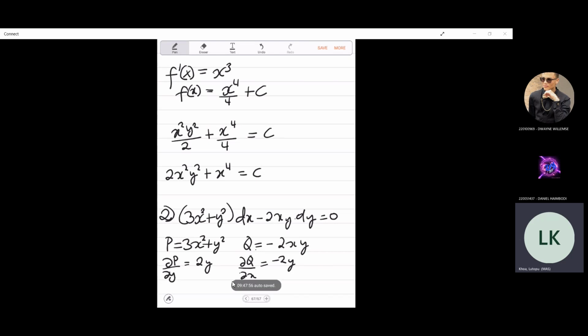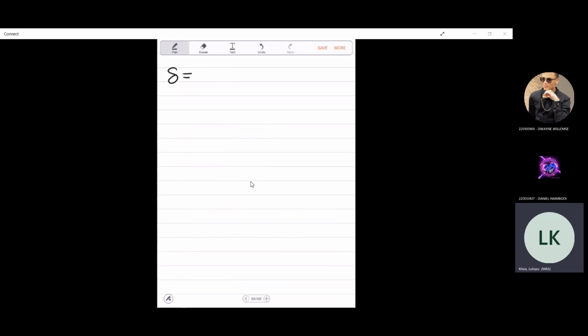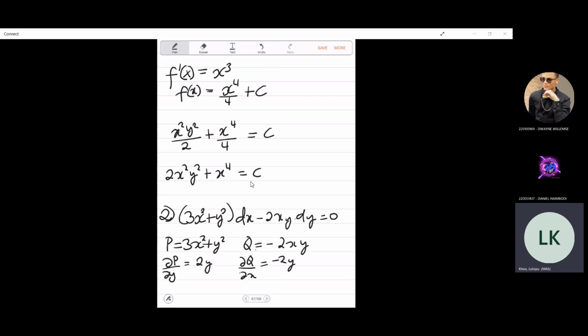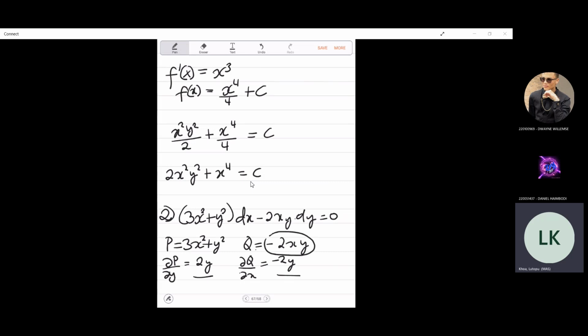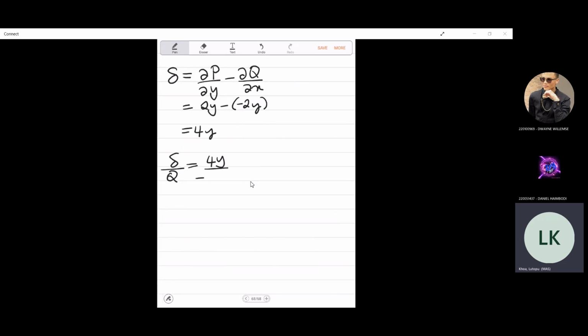So we need to see if we can find an integration factor. So the first thing we do is we work out delta. Delta, we said this is dp dy minus dq dx. So this is 2y minus negative 2y, which is 4y. So then we have our delta, and then we say delta divided by q. This is 4y. We divide it by q, which is negative 2xy, which is negative 2 over x.